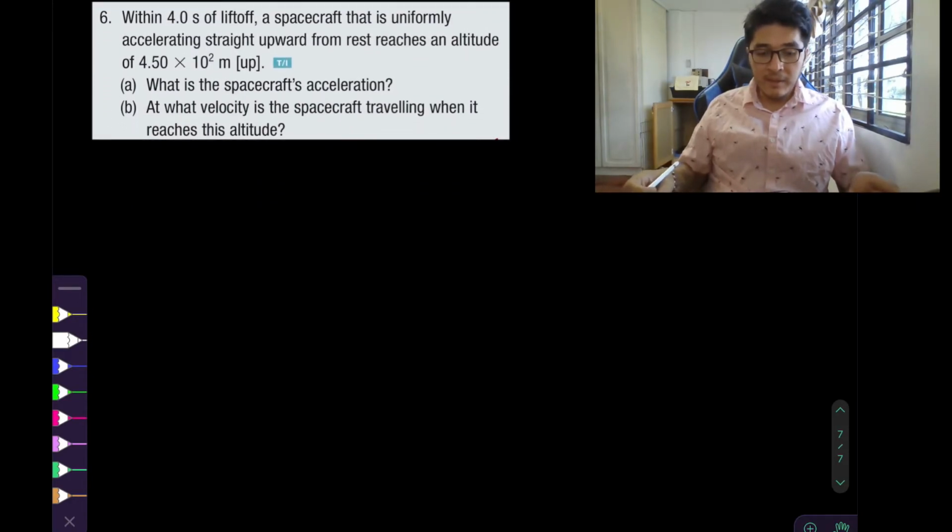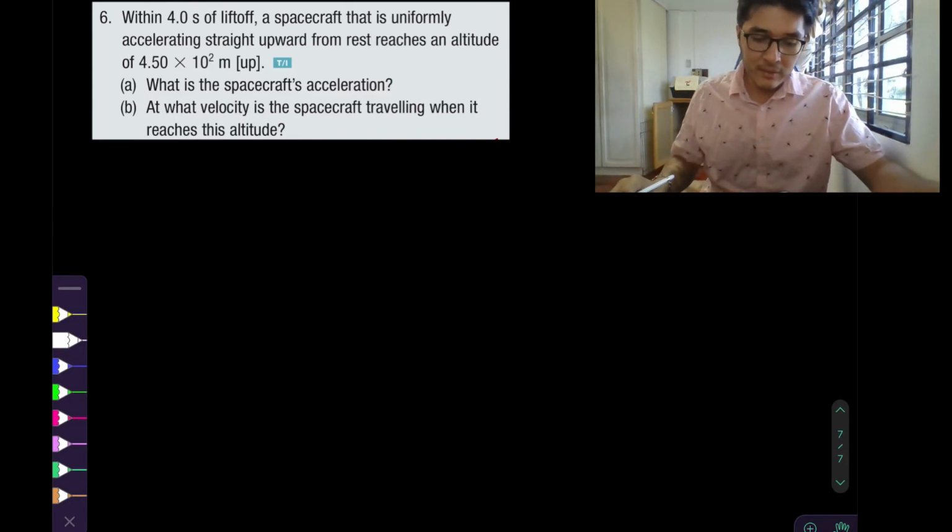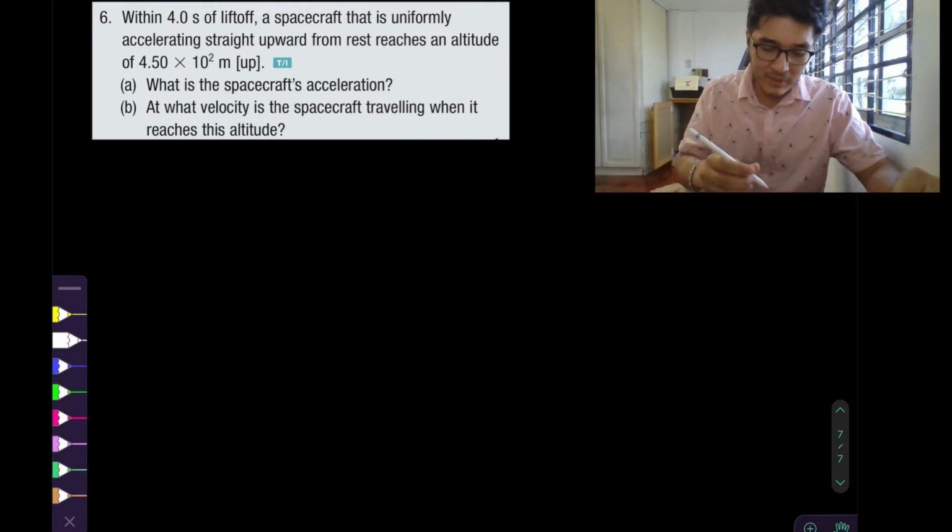Okay, so now we have question 6. Oh, this is nice. This is another spacecraft question, so that's good. I like this one, space. Within 4 seconds of liftoff, a spacecraft that is uniformly accelerating straight upward from rest reaches an altitude of 4.5 times 10 to the power 2 meters up. That was a lot to take in. But at least we know that it moves up. So let's just start to draw our picture.